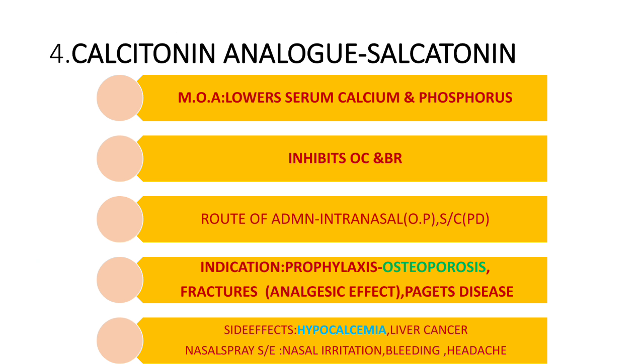Next class of drugs is calcitonin analogs, which is salcatonin. This drug has effects similar to calcitonin. It is used by intranasal route in osteoporosis prophylaxis and subcutaneous route in Paget's disease, and it also has analgesic effect in vertebral fractures. Side effects are hypocalcemia and hepatic carcinoma, and with nasal spray the side effects are irritation of the nose, bleeding from the nose, that is epistaxis, and headache.